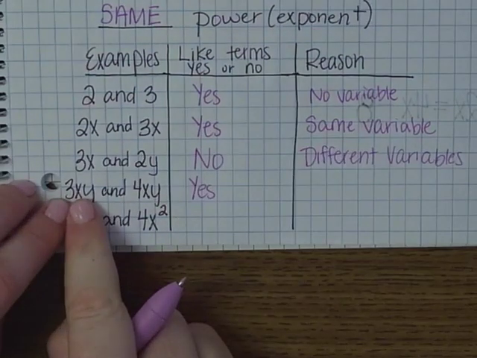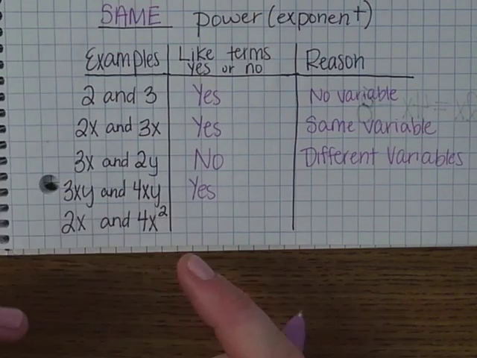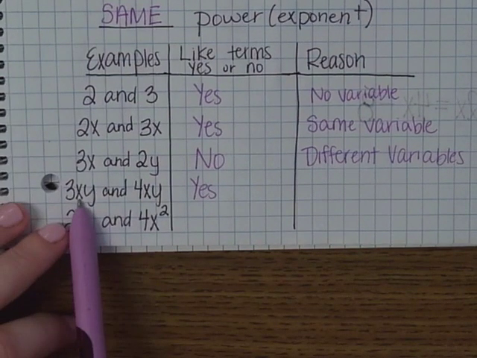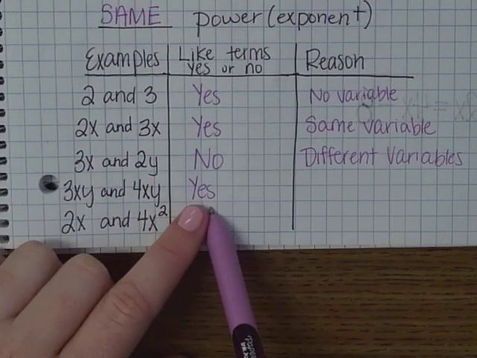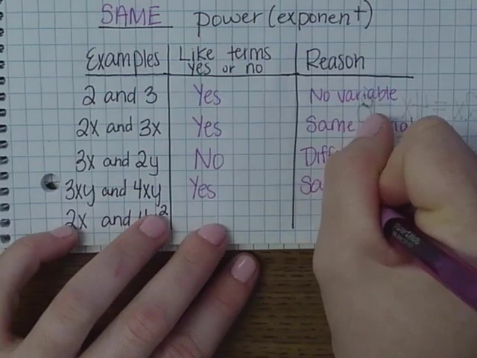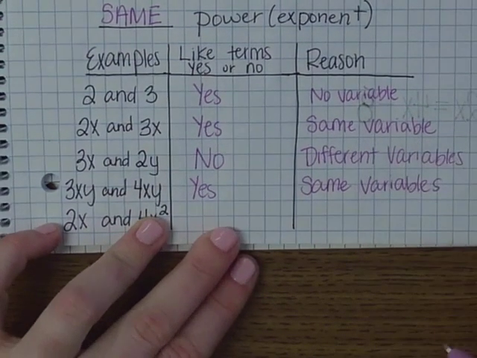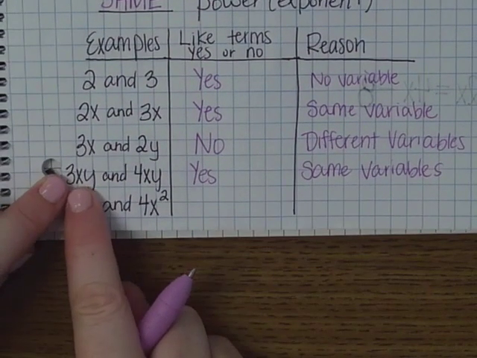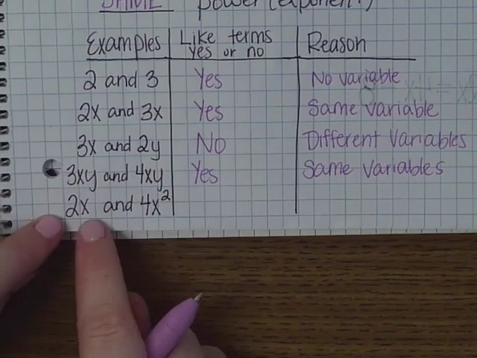In some cases, you can have more than one variable. You probably won't talk about it, at least for a little bit. But 3xy and 4xy, yes, they're like terms. And in this case, it's because they have the same variables, plural. Notice there's no addition sign between those, so that's all a single term. This is all a single term.